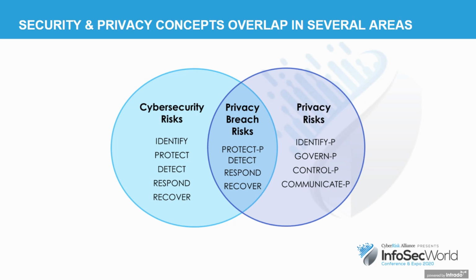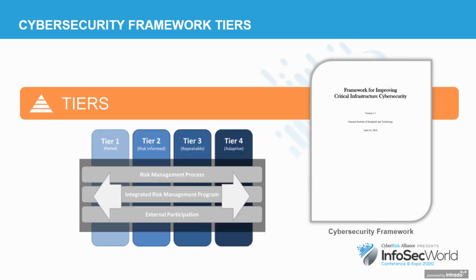So it provides a nice way to show how the functions align and how they are different here in this image. Here we have the cybersecurity framework tiers. So much like the privacy framework tiers, it's the same 4-tier scale, going from partial to risk-informed to repeatable to adaptive, but the criteria for each tier is different.